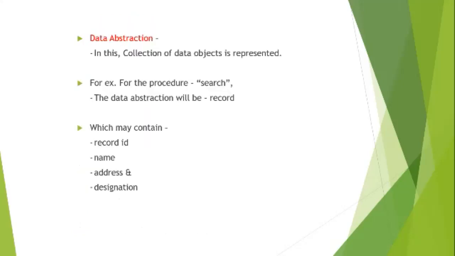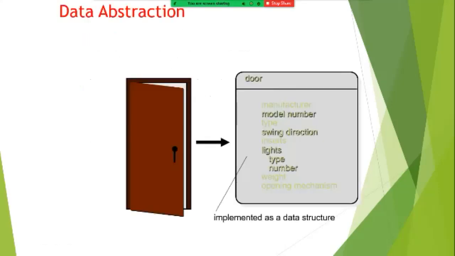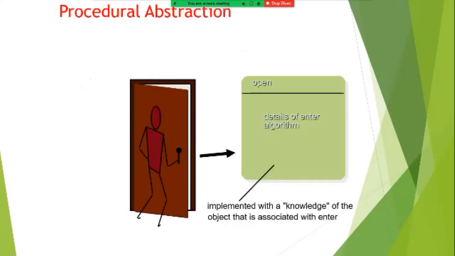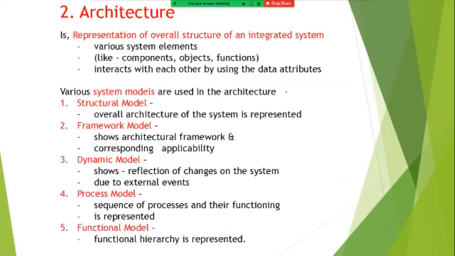Data abstraction. In this, a collection of data objects is represented. For example, for the procedure search, the data abstraction will be record, which may contain record ID, name, address, and designation. Here are the data abstraction and procedural abstraction.